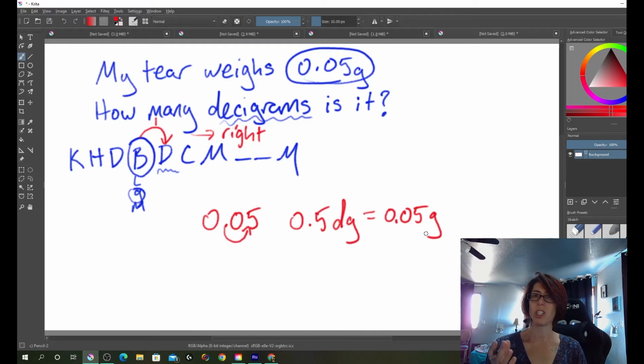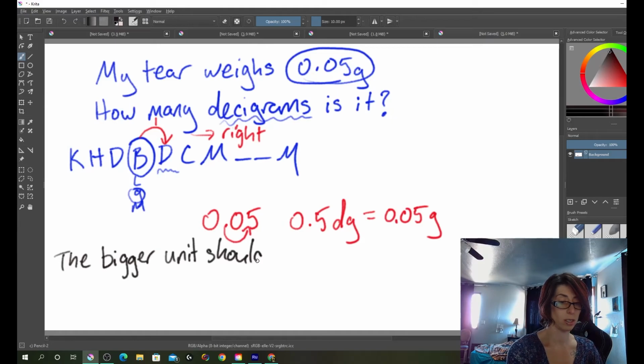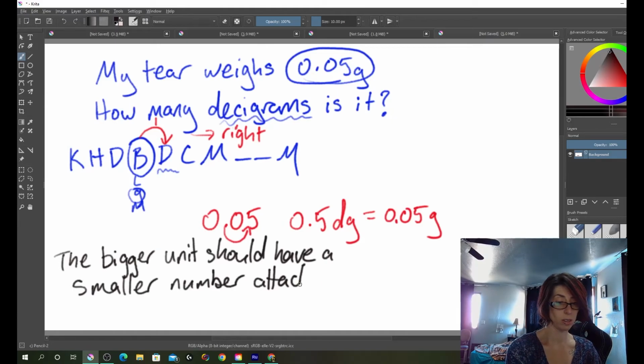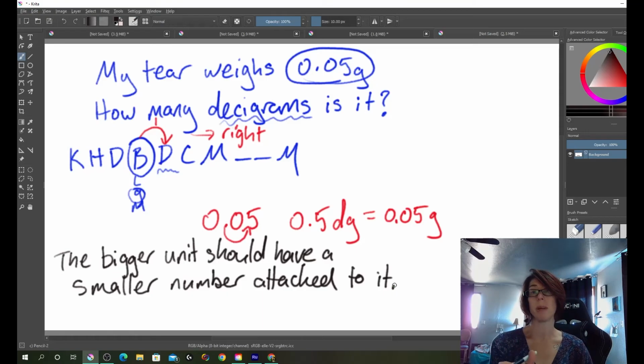Now, one way you can check your work to make sure that hasn't happened to you is to think about whether you expect the number in your answer to be bigger or smaller than the number in your question. And that's a little counterintuitive to think about because the unit that is bigger should actually have a smaller number associated with it. And I have a way to make that intuitive for you.